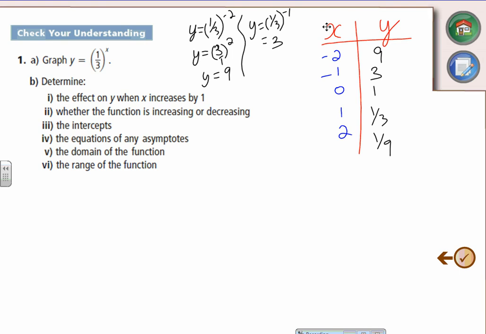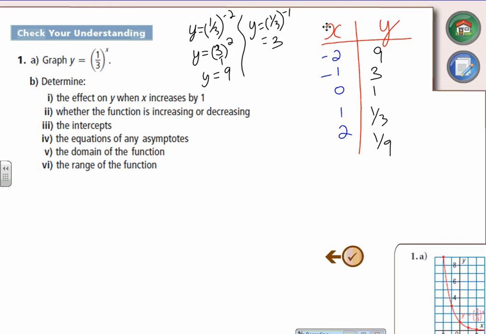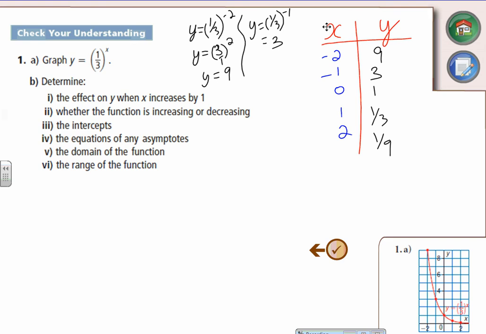I'm feeling a little bit lazy, so I'm going to just use the answer graph. Oh, there we go. So we've got the first one at -2 and 9 right there. We've got the -1 and the 3. Boom. We've got the 0 and 1. That's our intercept. And we've got the 1 and 1/3 right there, and also the 2 and 1/9 way down next to it. So it should look like that.